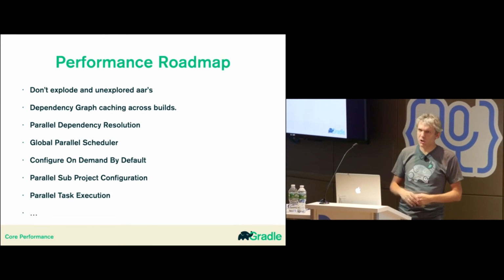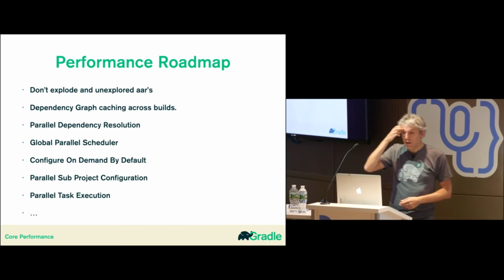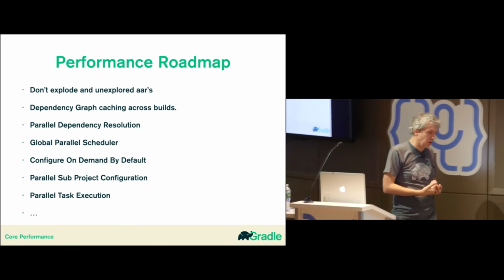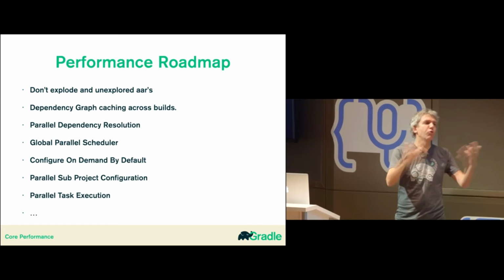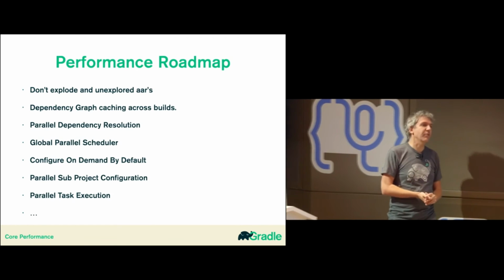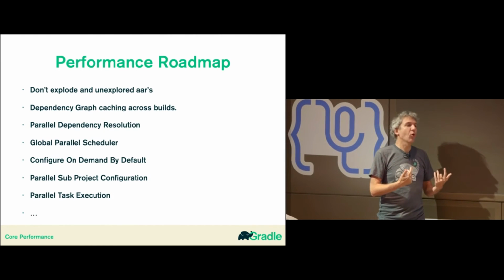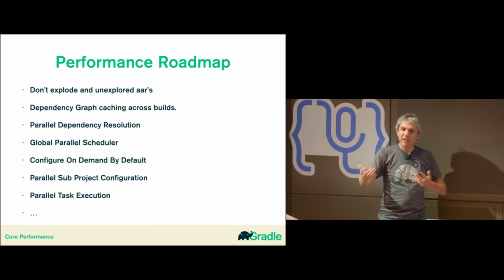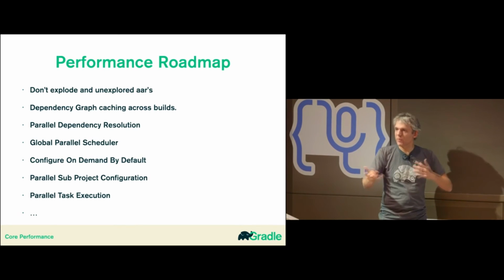Parallel dependency resolution is something that will happen in the next 2 months. A global parallel scheduler is an important thing. So at the moment, what we don't provide, let's say if you write a task foo, and you want to do stuff in parallel, you cannot ask Gradle, hey, how many cores, how many processors should I use? Because when you run a Gradle build in parallel, Gradle should tell you, hey, I'm already using so many, so there are only so and so many left for you.